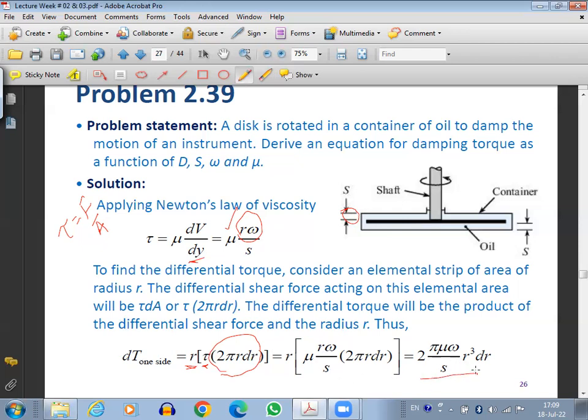You're going to get this term as a function of r dr. So we have differential torque as a function of radius. Now we can integrate it over the entire radius, so we can get the overall torque. One thing is that this is for one side, because we are using s here for one side, but here oil is on both sides, at the top as well as at the bottom. So you have to multiply it by two, because the same damping torque will be applied from the bottom as well as from the top, because oil is there on both sides. So multiply it by two.